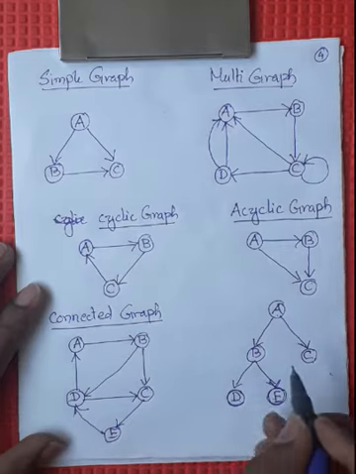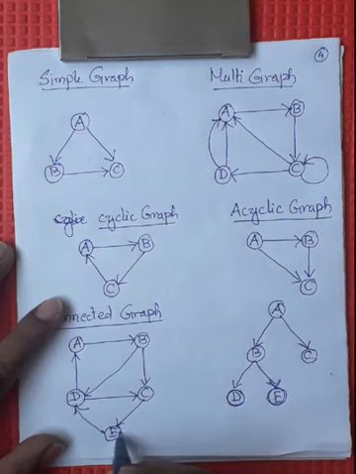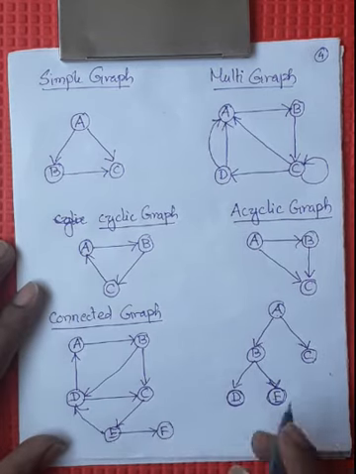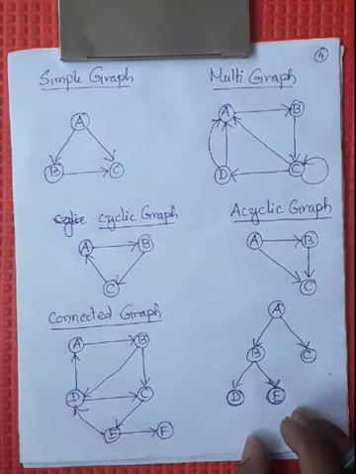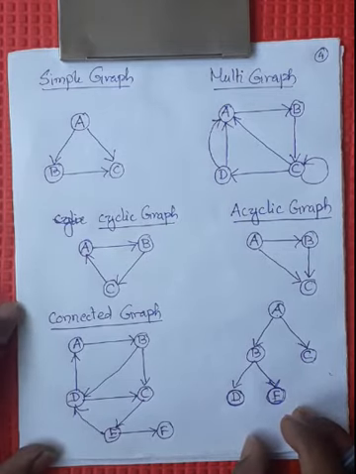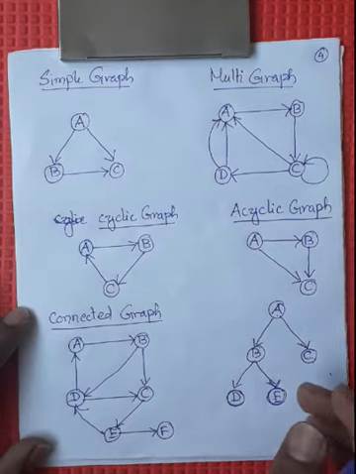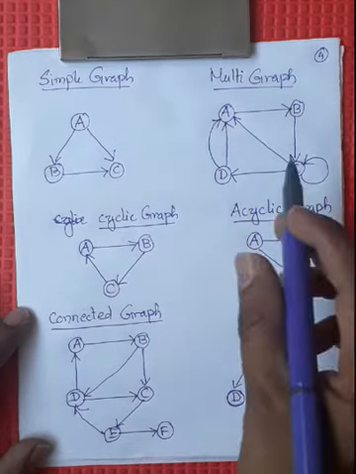Similarly, for example, I will draw here, suppose I take one node F for this particular graph, then it is also a pendant vertex. Next one is called isolated vertex. An isolated vertex is a vertex in a graph which does not have any connecting lines. You can take any example of this.